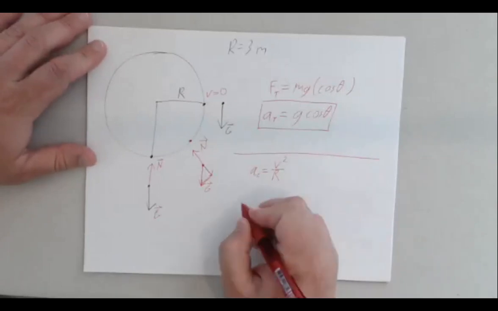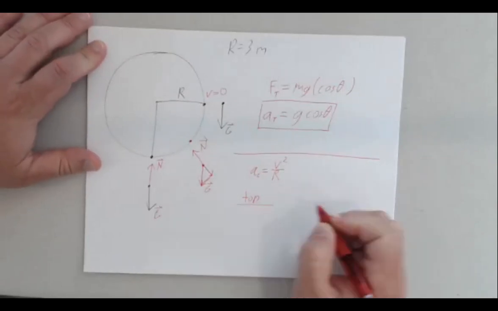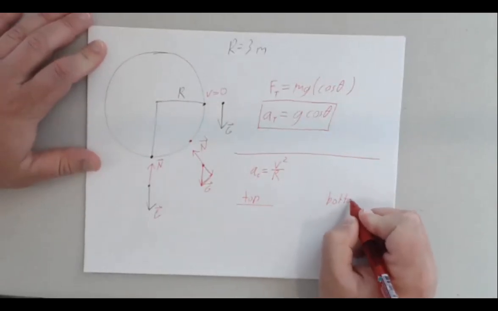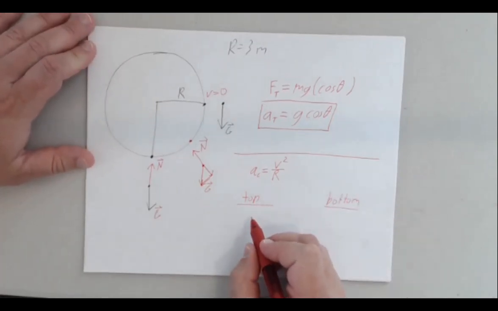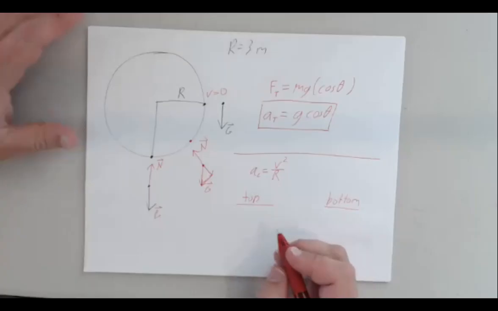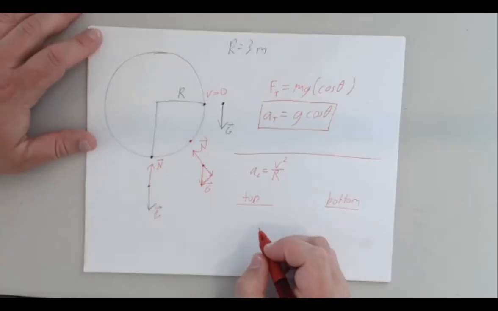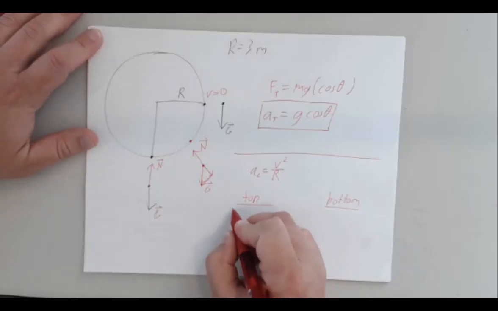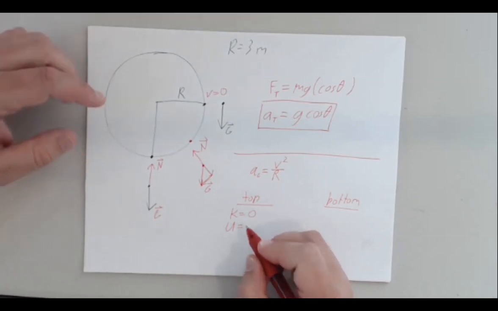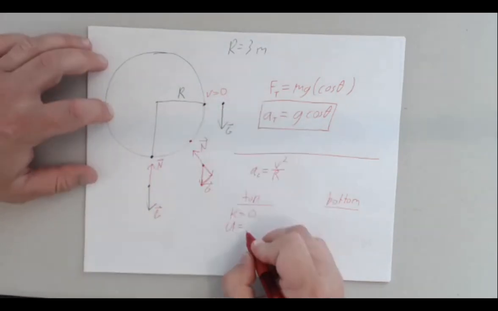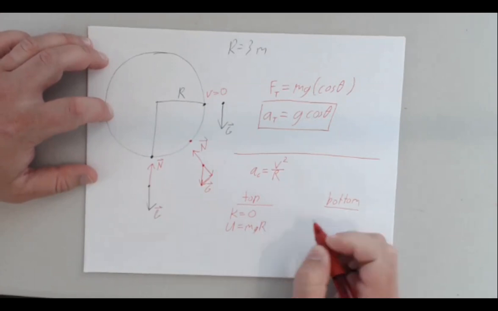So at the top, what energy did we have at the top? Potential energy. Yep, no kinetic, right? But we had potential energy. So let's say our kinetic energy was 0 and our gravitational potential energy was, because this height is r, just mgr.